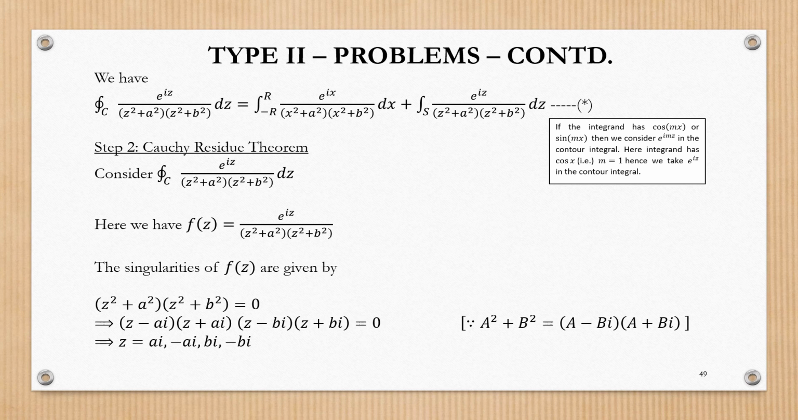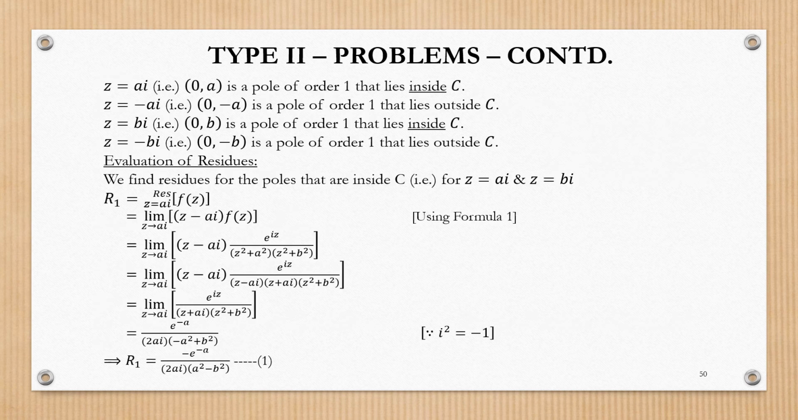The function here is e power iz by (z square plus a square) into (z square plus b square). The singularities of this function are given by equating the denominator to 0, and the denominator is already seen in a set of problems earlier. So the pole evaluation etc. remains the same. Two poles lie inside, two poles lie outside. For the two poles that are inside, we evaluate the residue using formula number 1.